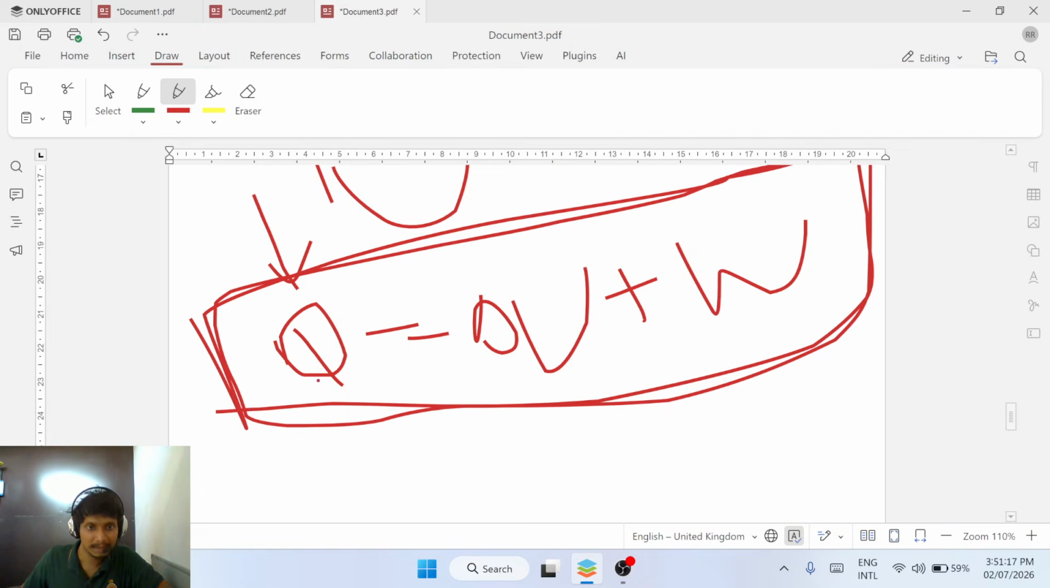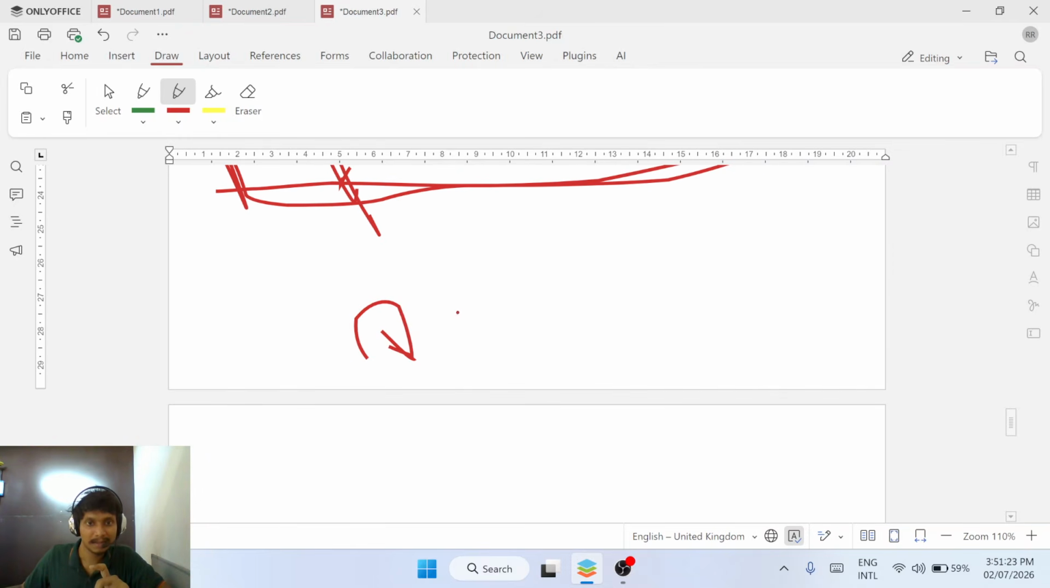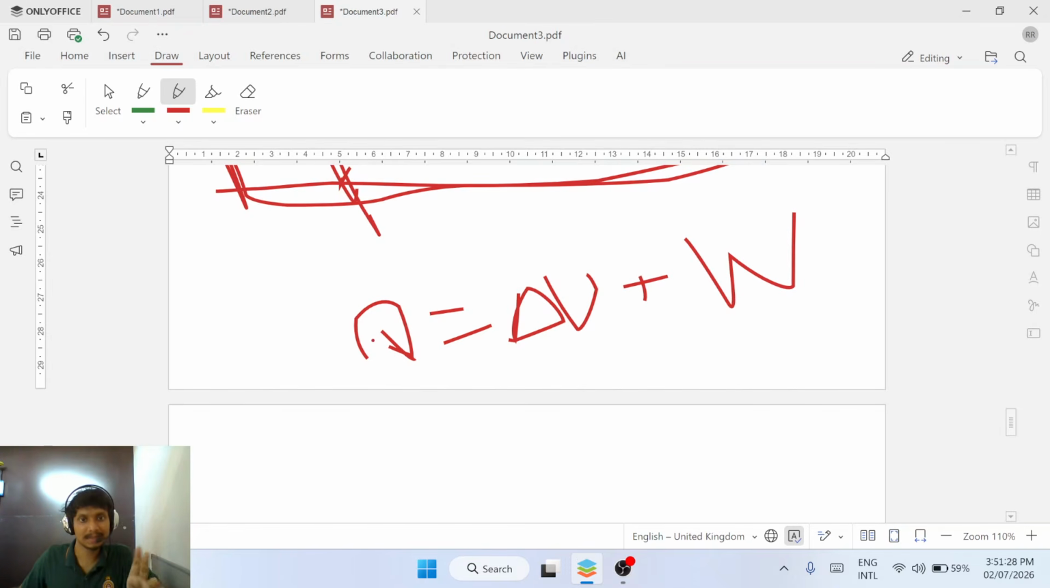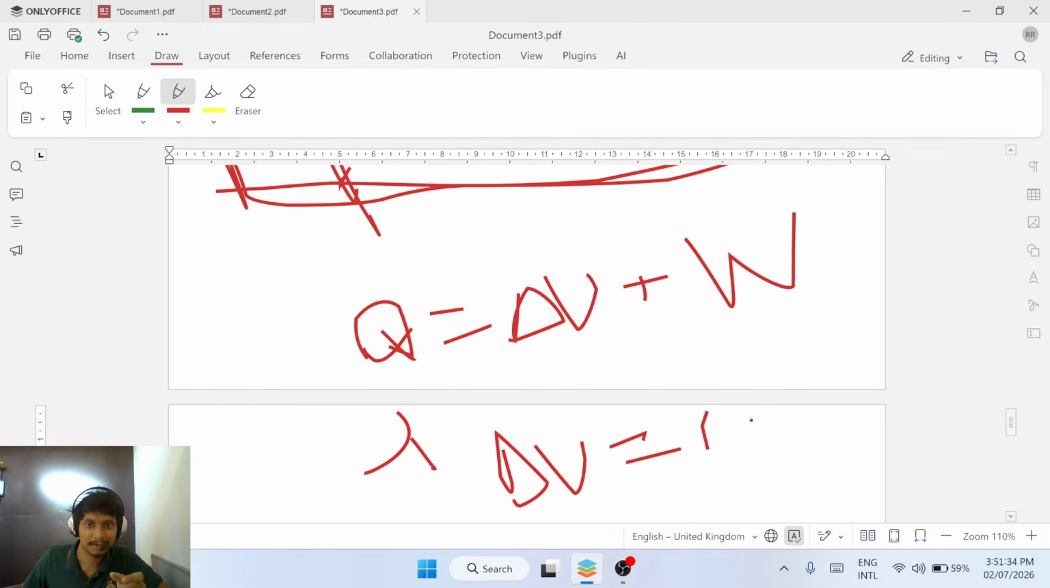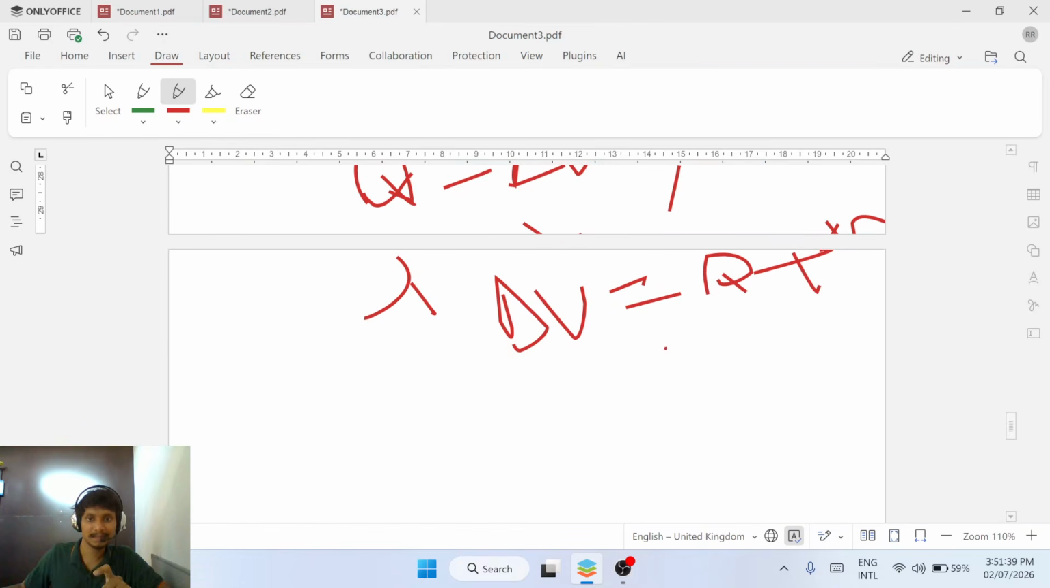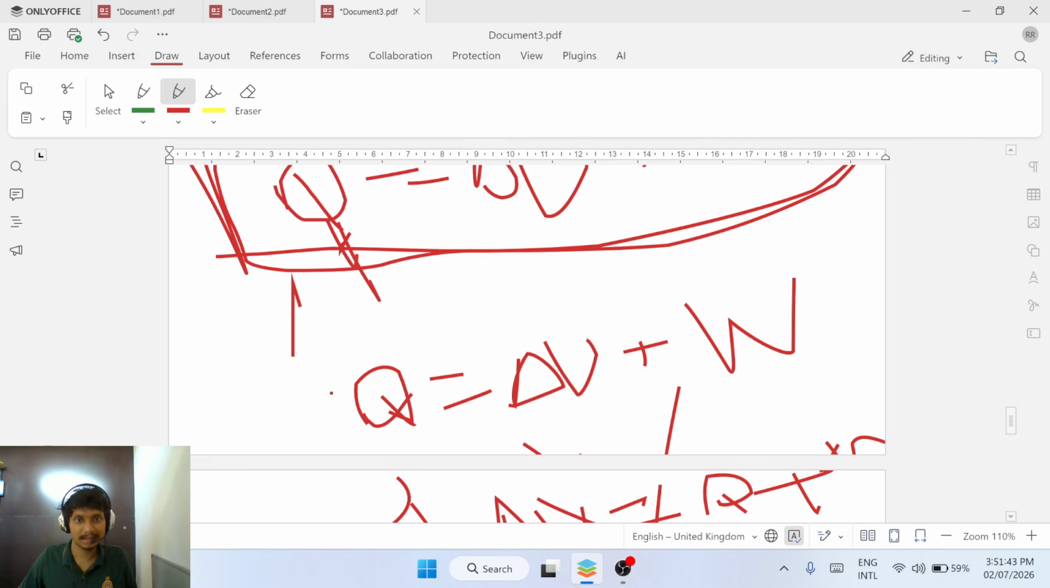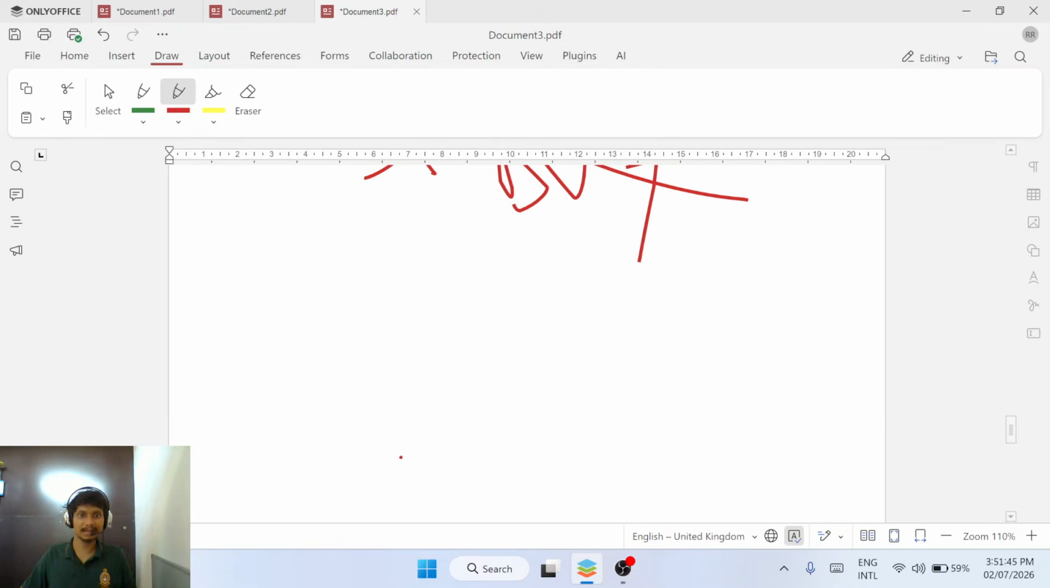We must use this equation very carefully. Q is delta U plus W. Don't confuse the equation and don't interchange it like that. If you write delta U is equal to Q plus W, this is wrong. We must use the theory and the equation very carefully. This is the exactly correct equation.